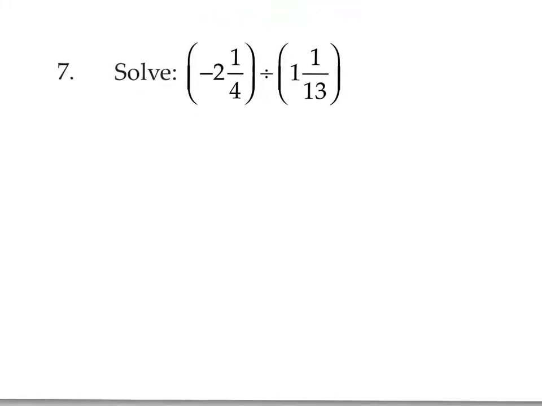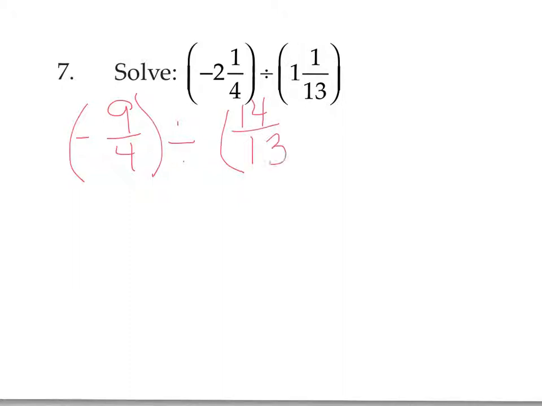All right, number 7 is divide. And again, you can't divide mixed numbers. You have to change them to improper fractions first. So the first one is going to be 4 times 2 plus 1, 9 over 4. And it is a negative 9 over 4.